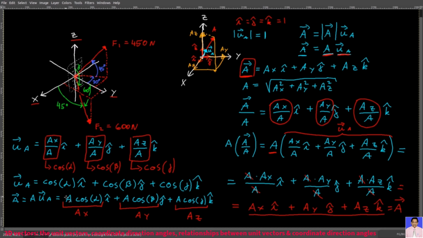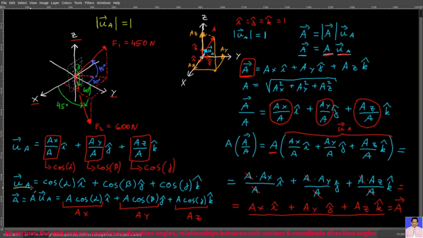And so from these derivations you can see that once you know the x component of your vector and the vector magnitude, you can calculate your alpha, and the same thing here, once you have the y component of your vector and the vector magnitude, you can get your beta, and if you have your Az and A, you can get your gamma. So these are important relationships that you should keep in mind when you solve problems with coordinate direction angles.